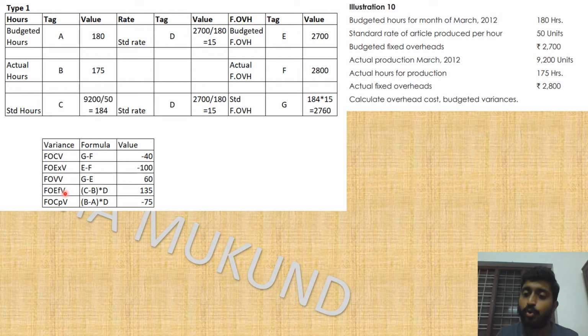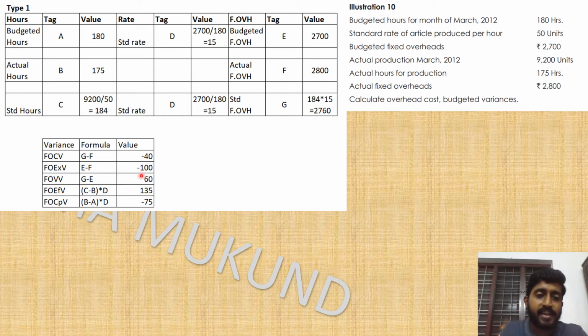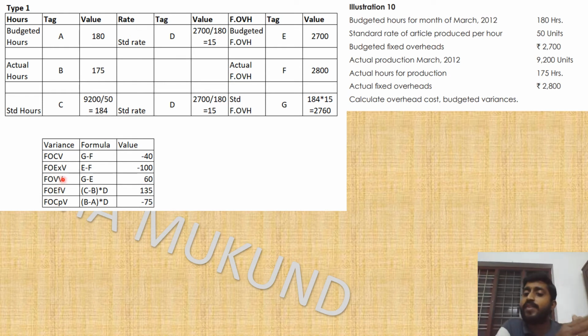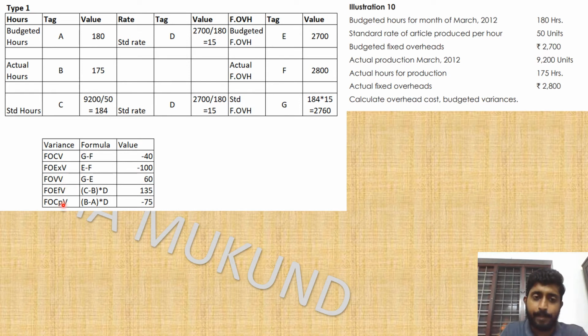Calendar variance is 0 in type 1, when actual working days and budgeted working days are equal. Volume variance is equal to capacity variance plus efficiency variance plus calendar variance, because volume variance is only classified into these variances. Here in type 1, calendar variance is 0. So efficiency plus capacity, 135 minus 75, is equal to 60. That is also tallying. All your variances are correct. So the problems are as simple as that.